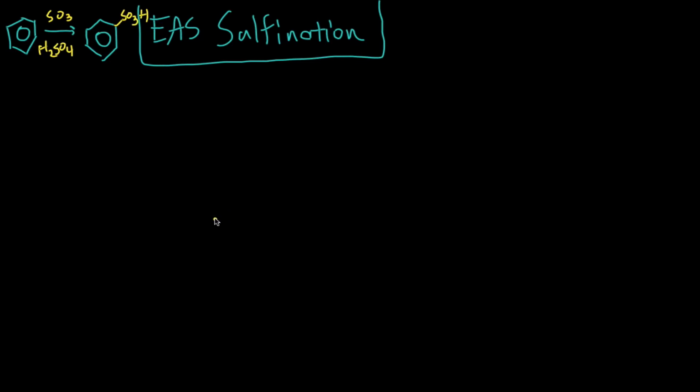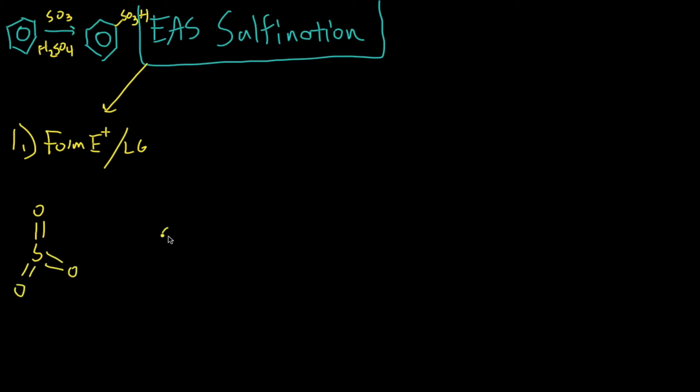It's kind of messy, but just like in every one that we talked about, there's always two steps. The first step is to form your electrophile, slash leaving group, I'm going to say LG. So how do we do this? Well, we have SO3 reacting with H2SO4. I'm going to draw the Lewis structures for each of those. We have SO3 there, and then H2SO4.